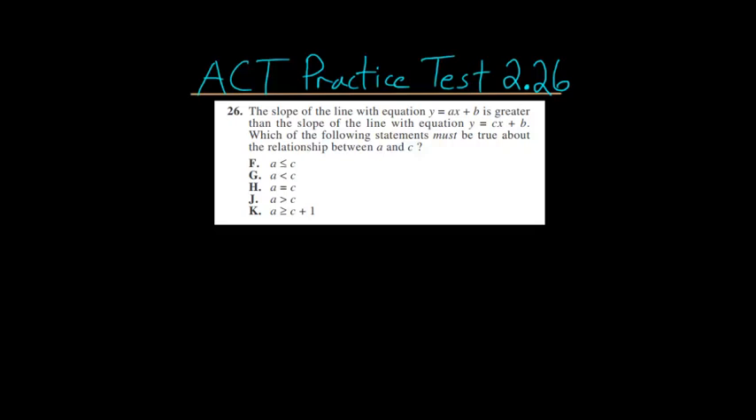For the 26th problem on the second ACT practice test: the slope of the line with equation y is equal to ax plus b is greater than the slope of the line with equation y is equal to cx plus b. Which of the following statements must be true about the relationship between a and c?